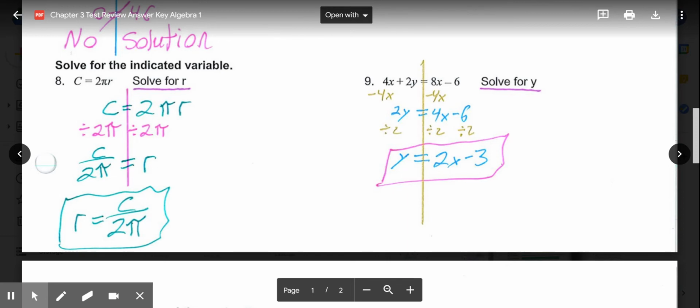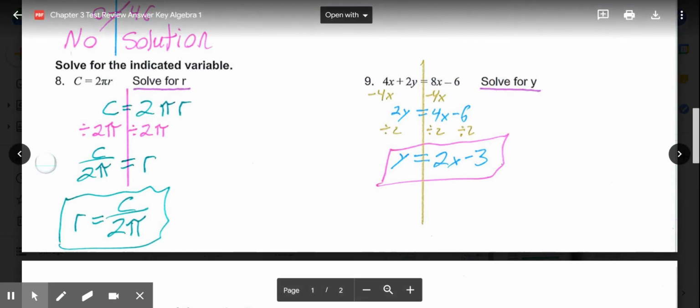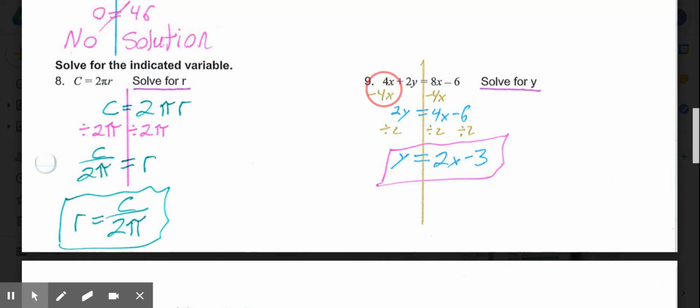In 9, we have 4x plus 2y equals 8x minus 6. We want to get all our x's to one side first because we're solving for y. So I'm going to subtract the 4x to start to get this 2y alone. So subtracting 4x from each side gives us 2y equals 4 times x minus 6.